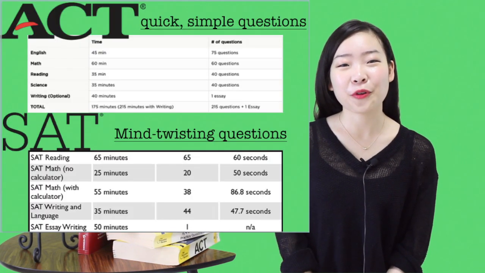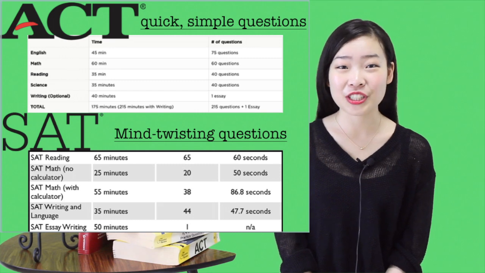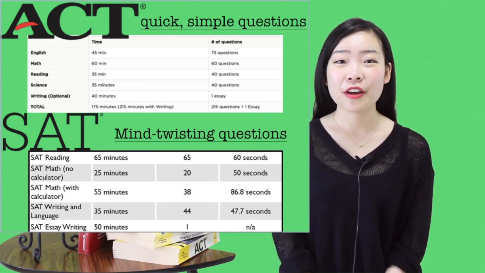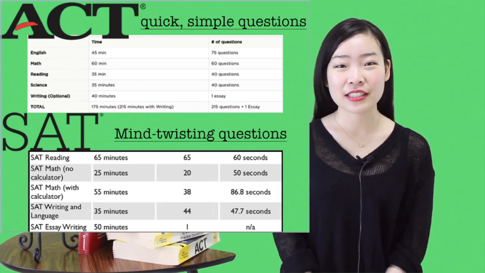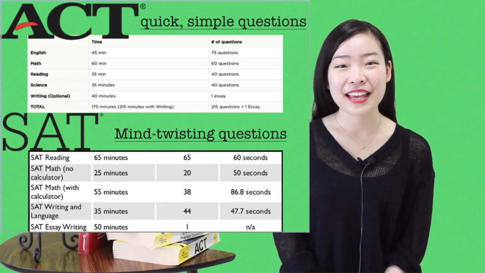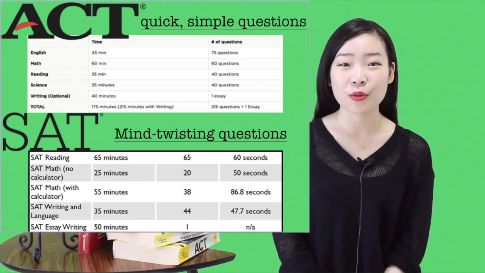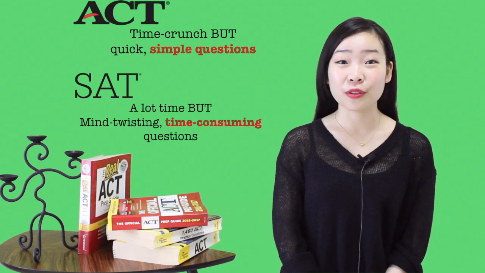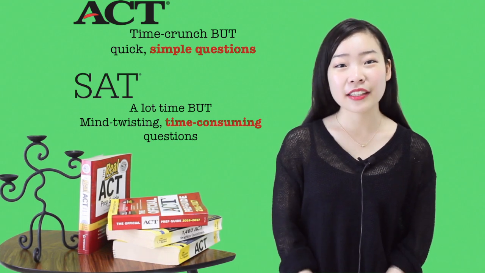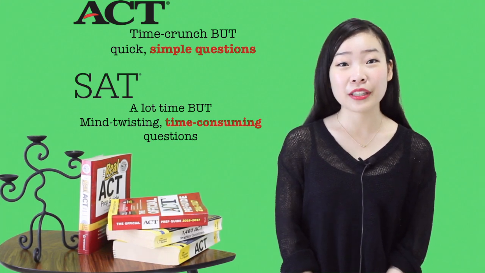Another big difference between the ACT and the SAT is time management. For the ACT, you have to go through a time crunch. If you look at these two timetables, for ACT English section, you have 45 minutes to complete 75 questions. For math section, you have 60 minutes to complete 60 questions. For reading and science sections, you have 35 minutes to complete 40 questions. That's 1 minute or less per question. For the SAT though, you have more than 1 minute to complete each question.